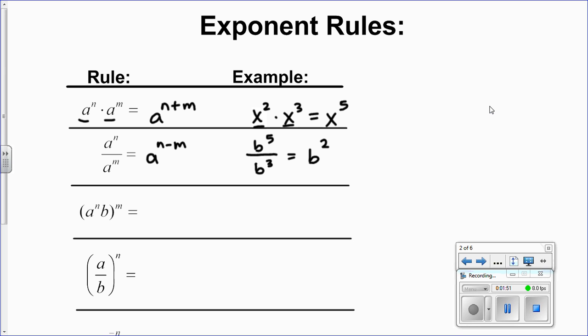If you have an exponent outside of the parentheses, so this is a power to a power, then you use something like the distributive property, and you distribute that exponent to each of the bases inside. So I have two different bases. A and B are not the same. And so I'm going to distribute the m to each one. And I multiply. So I'm going to do A, and then it'll be n times m. And then B, B's exponent is 1 if there's not 1 there. So 1 times m, which is just m.